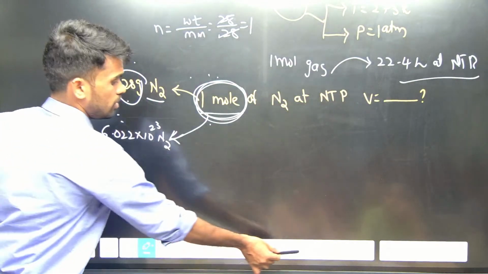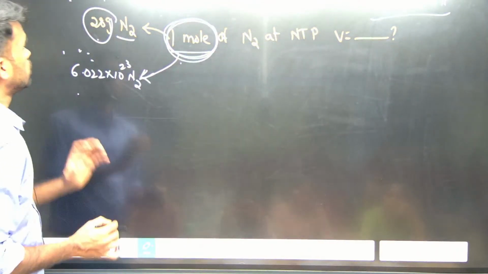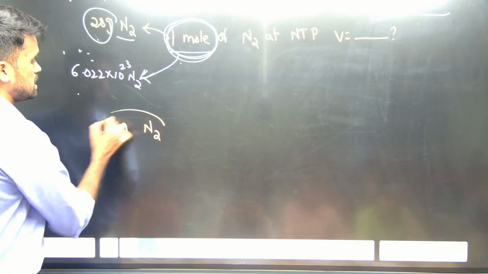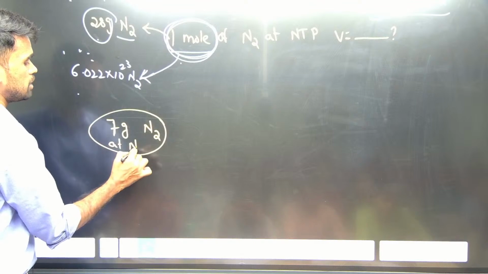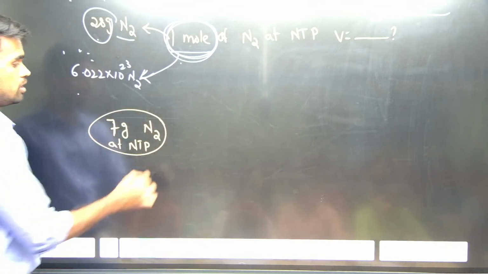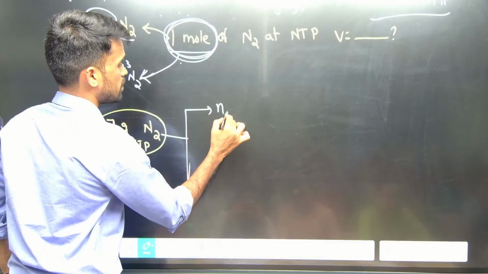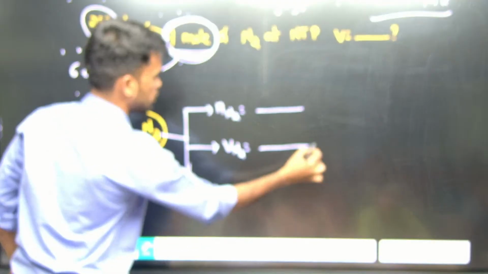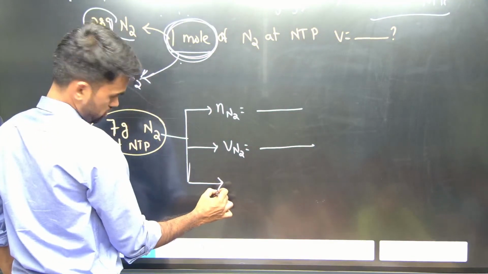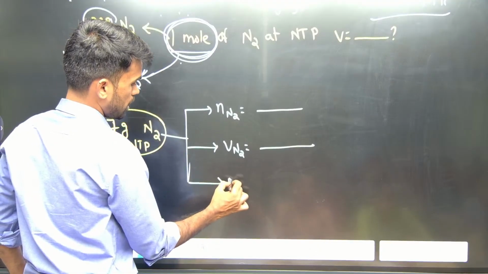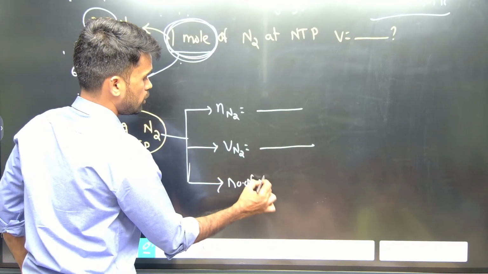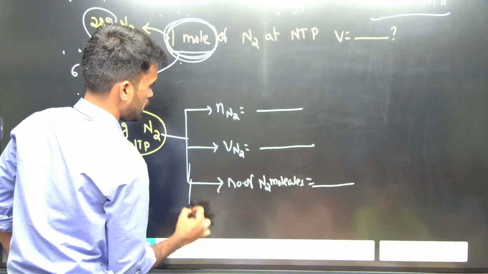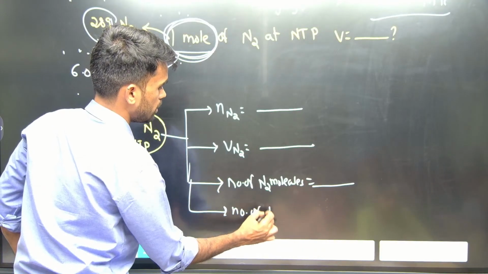Yes. Now, based on this, I am giving you 7 grams of N2 at NTP condition. So tell me the number of moles of N2, the volume of N2 at this NTP condition, and also the number of N2 molecules, and also the number of nitrogen atoms.